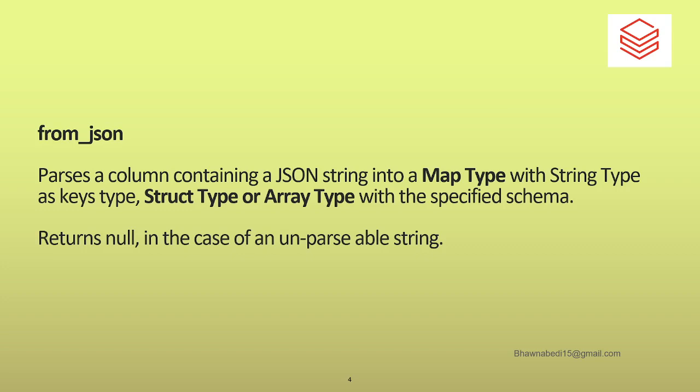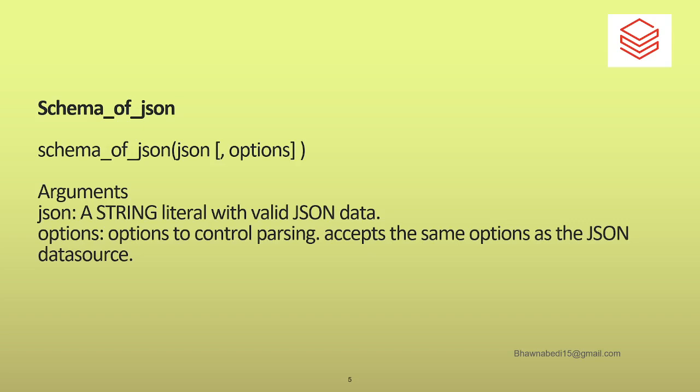When we talk about from JSON, it is essentially the same as what I talked about for CSV, just that instead of CSV it is JSON. Whenever you have a column which contains a JSON string, from JSON can parse it into a map type, struct type or array type with whatever schema you specify. In case it is not parsable, it will return null. You can hard code the schema, or you can also use the schema of JSON function to fetch the schema of the JSON string.